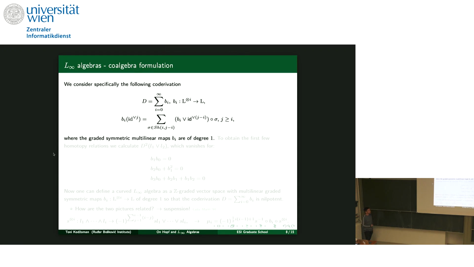Specifically, we will consider co-derivations that are equal to sums of B_i, where these B_i are graded symmetric multilinear maps of degree 1, just as the co-derivation was. And to obtain the first few homotopy relations, just as we did before, we want to see what d squared is equal to, and then set it equal to 0. And what we get are the following equations. Once again, just writing out the first three.